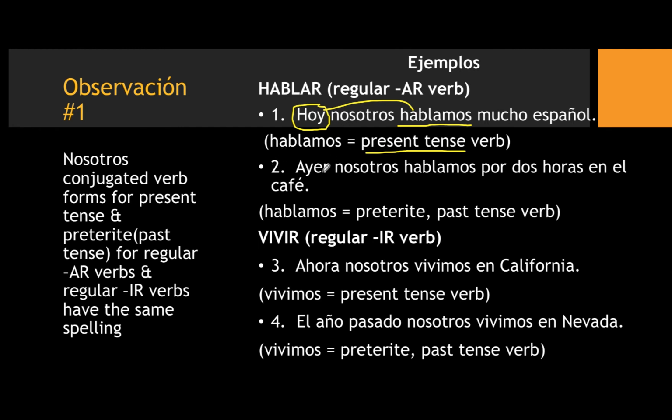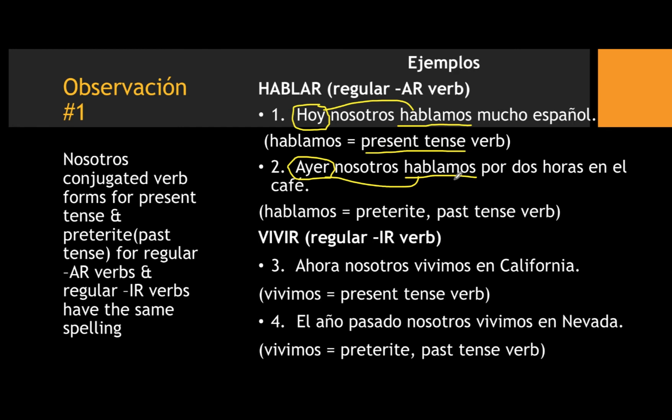All right, número 2. Ayer nosotros hablamos por 2 horas en el café. So I'm hearing and seeing this, and I don't know. Wow, is this present tense, past tense? Hablamos, preterite, past tense. Because why? Because I have ayer, one of those words that accompanies the verb and the preterite tense. So that helps give context to what's going on here. If we don't have this word, then it's going to be even more difficult to figure this out. Is this we speak or we spoke?